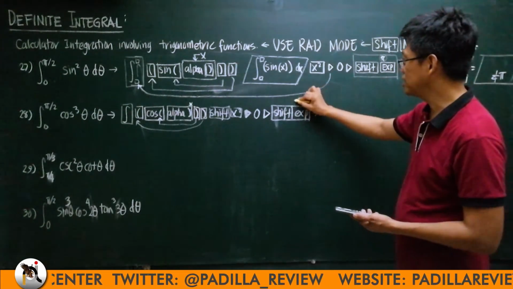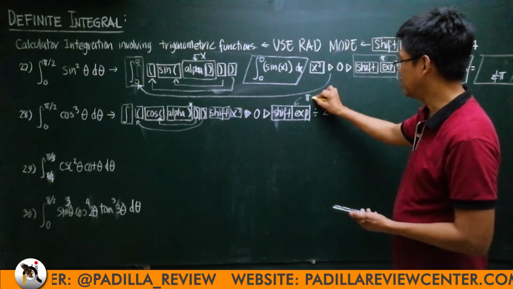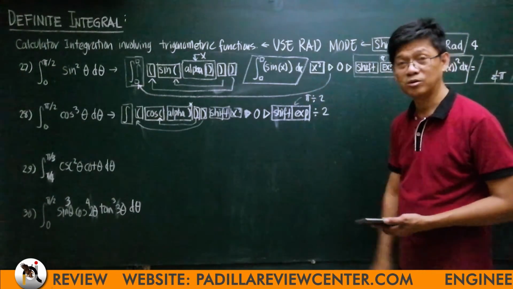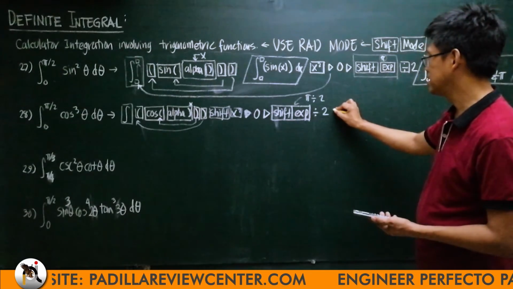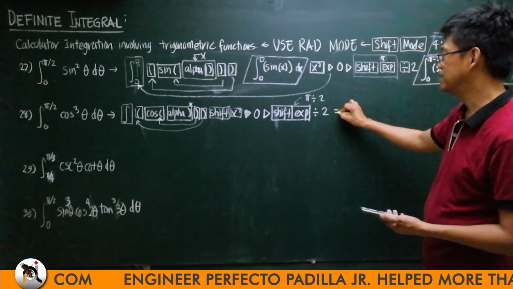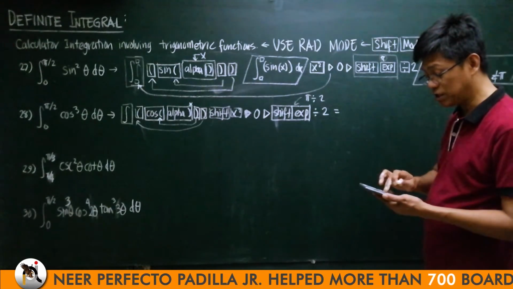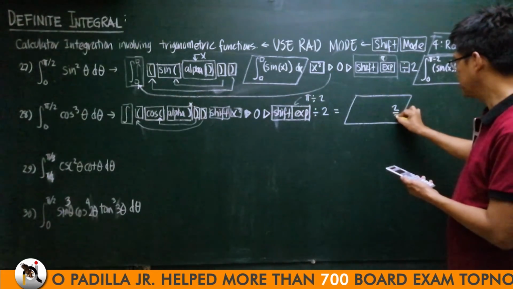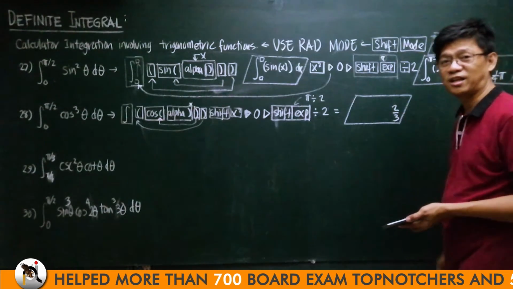Okay? Then divide by 2 or pi over 2. Okay? Then press equals. So your calculator will display 2/3. So this is going to be the integral.